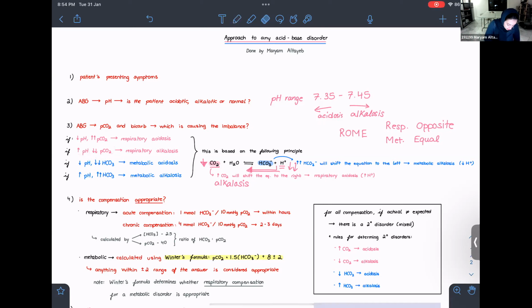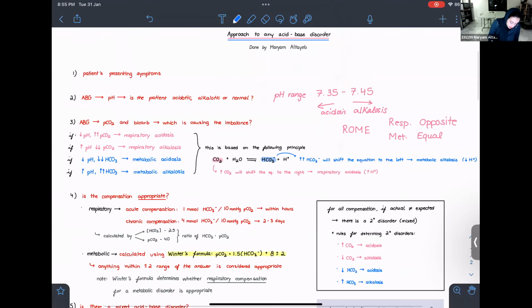All right, now within the same realm, let's look at the metabolic aspect. For metabolic, I'm going to use blue so that you guys know the difference. So in metabolic, let's say we started off and it's an acidosis, meaning the pH is low. If the pH is low, then the bicarb is also going to be low in cases of a metabolic acidosis. Remember, in respiratory, they're the opposite. In metabolic, they're equal, they're the same. They're in the same direction.